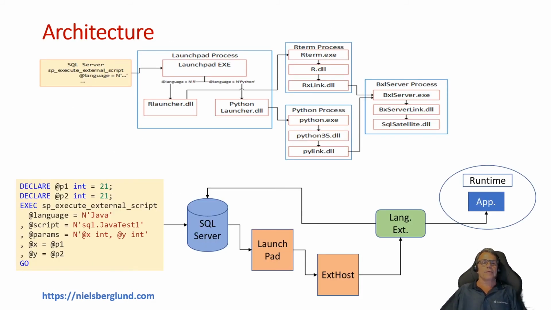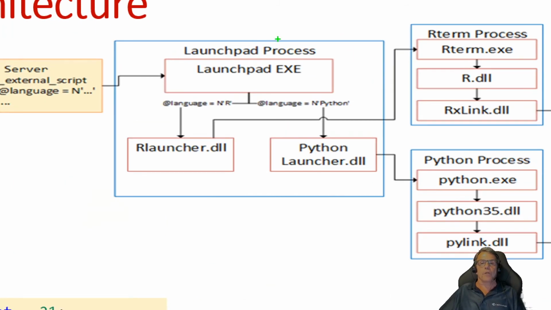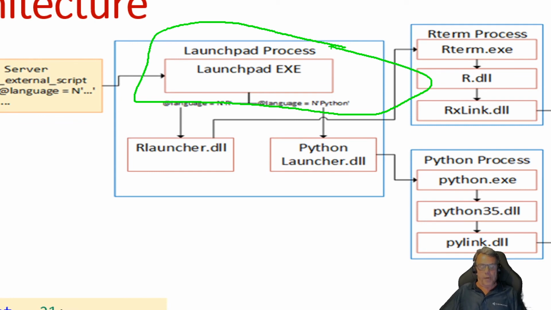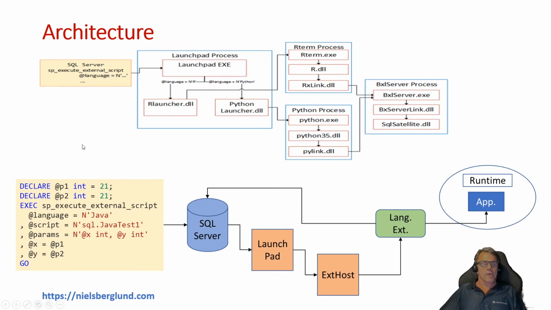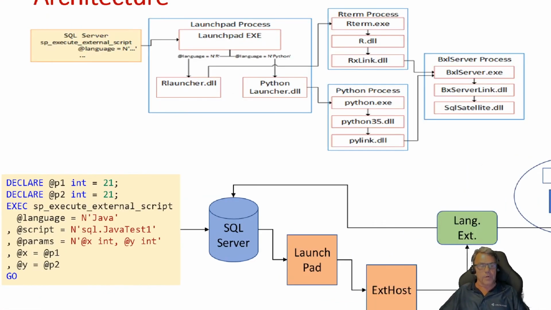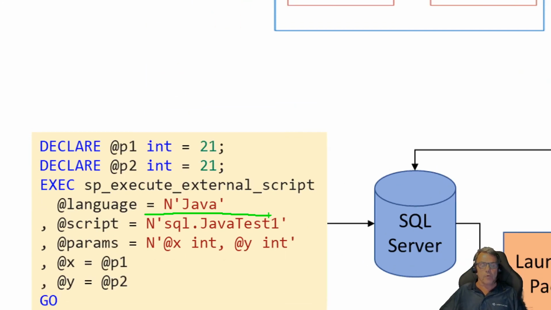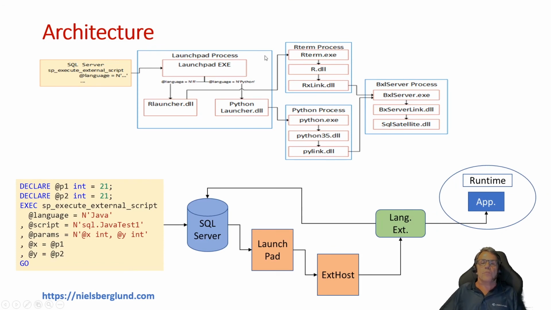The way it looks is that when we say we want to use R, Python, or Java, we get a new service as part of the SQL installation, called the Launchpad process, Launchpad.exe. When we execute this external script, as you can see down at the bottom, we define what language we want to use. Based on that, the Launchpad service routes what we are executing to something that will spin up either our Python or this external runtime, in this case Java.